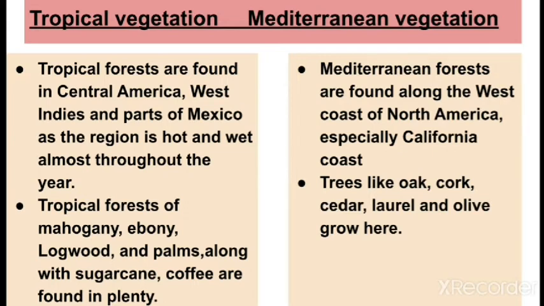In the Mediterranean vegetation, first point you'll write Mediterranean forests are found along the west coast of North America, especially California coast. In the second point you'll write trees like oak, cork, cedar, laurel and olive grow here.